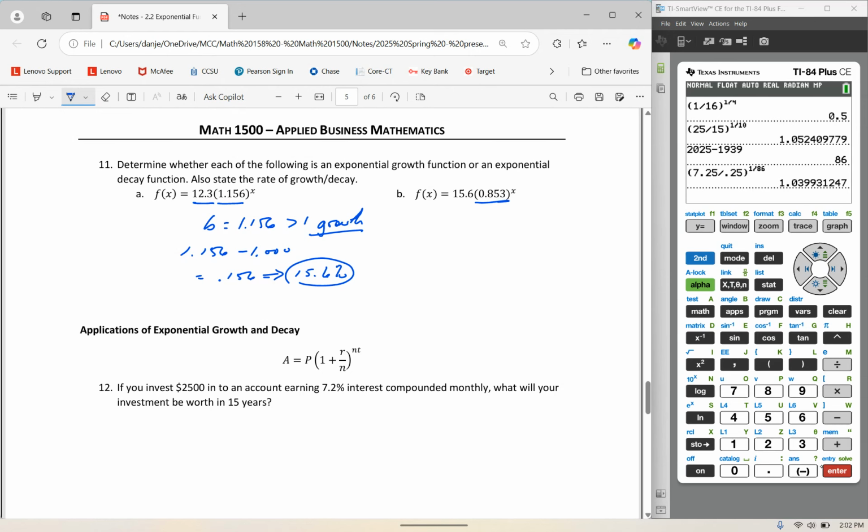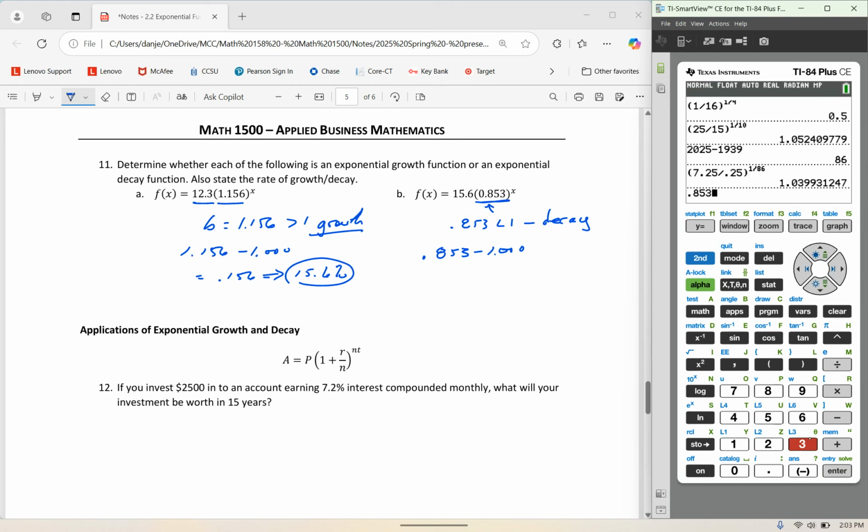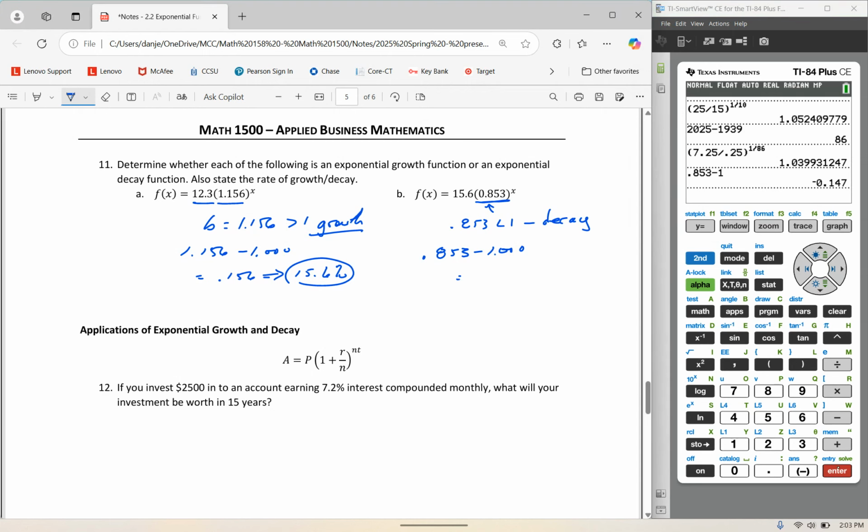B, you'll notice that my B value, 0.853, is less than 1. So that indicates that this is decay. Now what's my rate of decay? 0.853 minus 1 is negative 0.147. Negative because it's decay, it's shrinking.